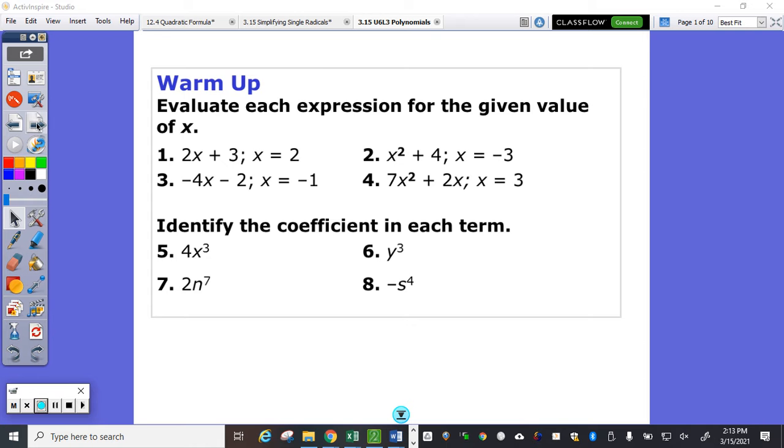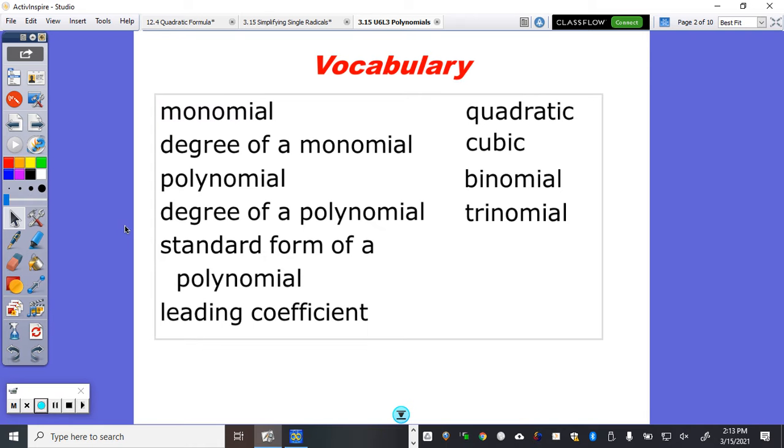You've got to memorize some. These are some of the words we're working with: monomial, the degree of a monomial, polynomial, the degree of a polynomial, standard form, leading coefficient, which we just talked about a little bit, quadratic, cubic, binomial, trinomial. We'll talk about that in a second.